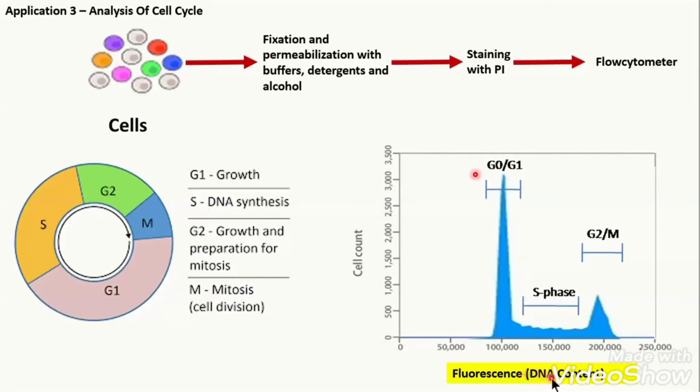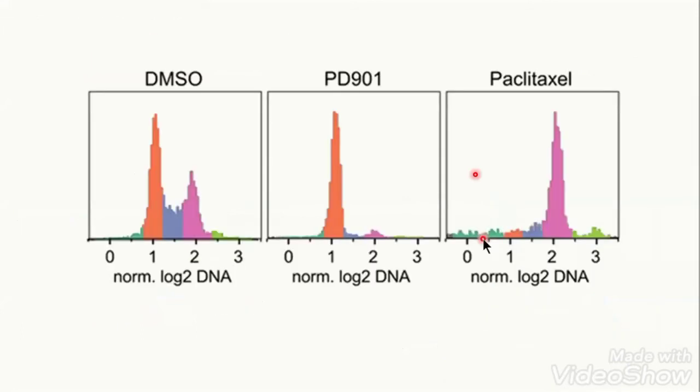Now, we look at the experiment where the cells are treated with control, DMSO. All of you know very well that DMSO is a control. So you have the peak of G1, then the peak of S, and then the peak of G2. Right. Now, you have a drug, PD901. The drug is known to stop the cell cycle at G1 phase. So all the cells are stopped in G1. So you can see there is a reduction of S phase as well as the G2 phase in comparison to control.